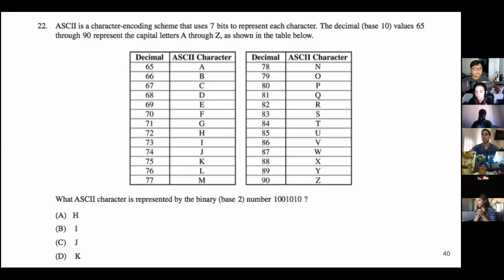Okay, ready? Let's see if we got it. Set, go. Type your answer into the chat. Let's see what we got. What are the answers that we're seeing, y'all?